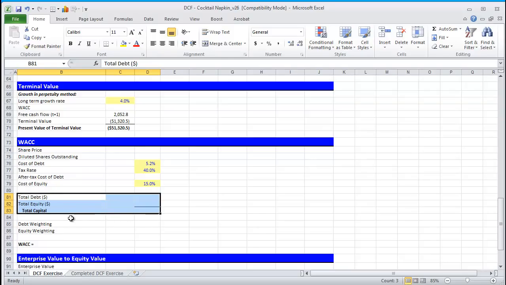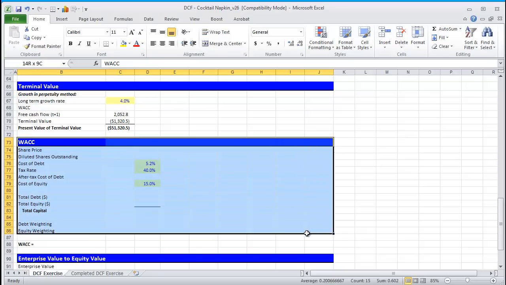Technically, if a company had preferred stock, you could include that in the WACC calculation. Now, many practitioners don't do this because preferred is not a very common part of capital structure, and if it is, it's usually pretty small. But nonetheless, from an academic standpoint, yes, you would want to include it.